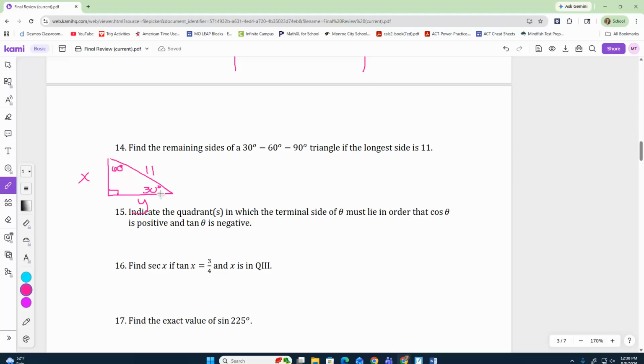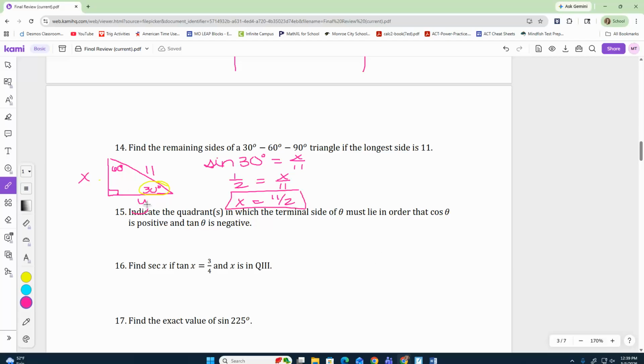So if I wanted to find x, you pick an angle to view from. So if I viewed from my 30, x is opposite, 11 is hypotenuse. So opposite and hypotenuse is sine of 30 degrees equals x over 11. Sine of 30 degrees is 1/2. Multiply over 11, so x is 11 over 2.